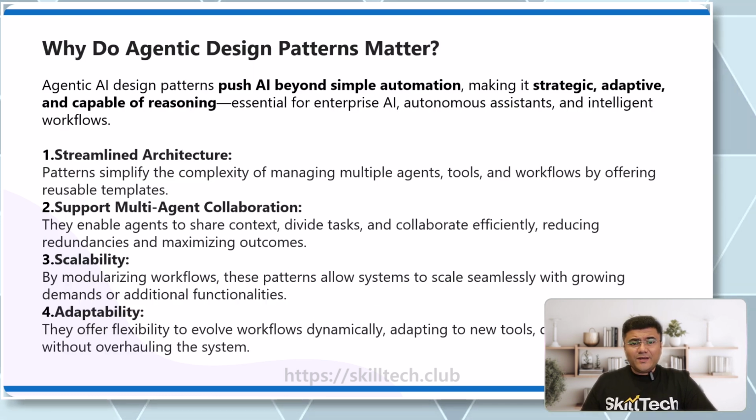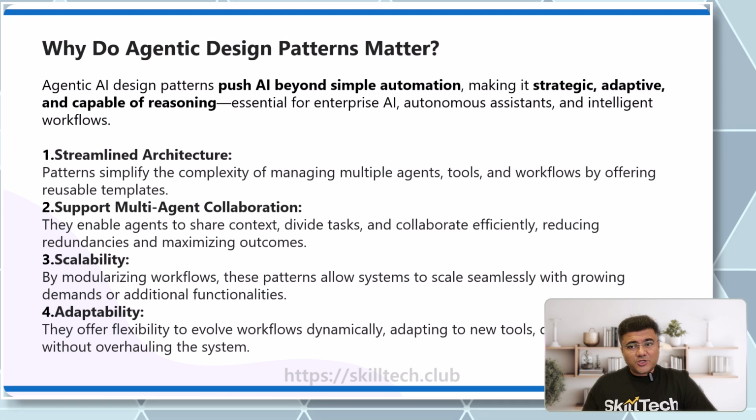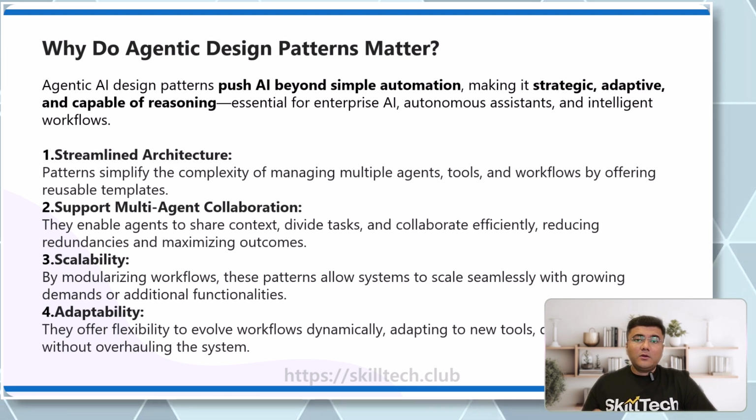Now, if you ask me why this matters: can't we just develop normal application code and build AI agents with that? Well, no. Agentic AI design patterns are going to push AI beyond simple automation. They make it more strategic, adaptive, and capable of reasoning too. These are an evolution of agents, and because of that, we need these things. They are essential for enterprise AI, autonomous assistants, and even intelligent workflows.